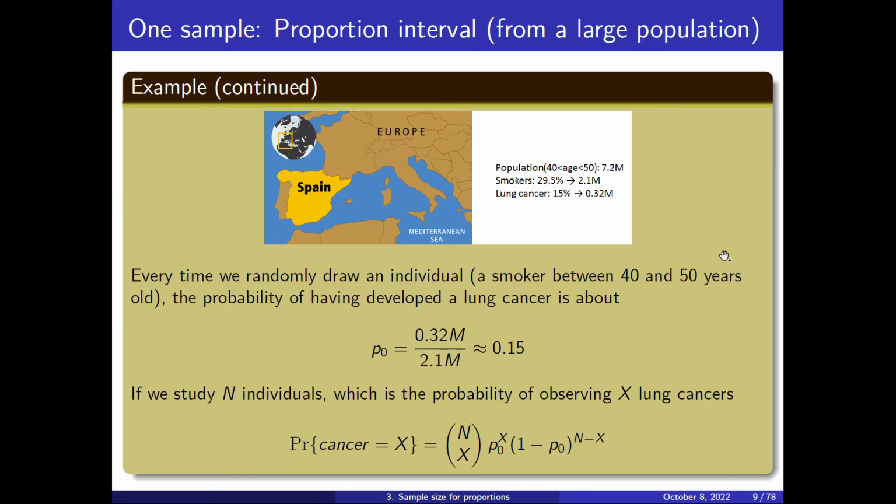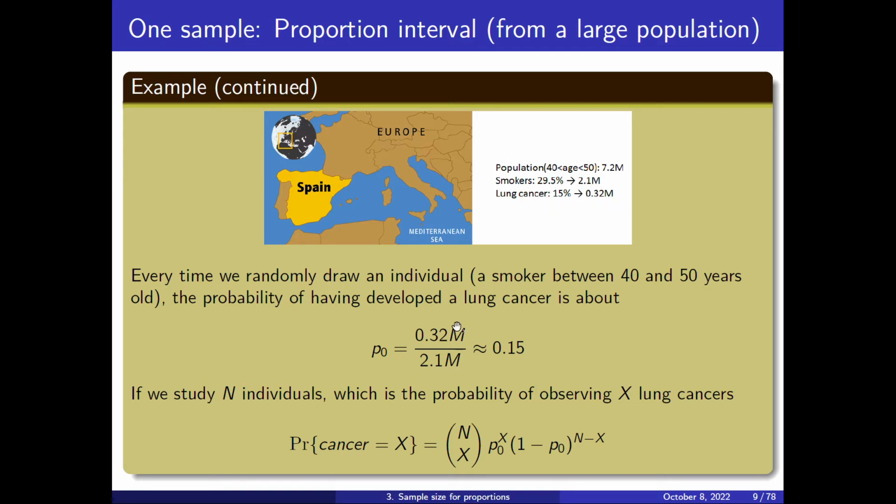Every time we randomly draw an individual, a smoker between 40 and 50 years old, the probability of having developed lung cancer would be around 15%. For instance, here we see the population is this one. The proportion of smokers is around 30% of this. We have 2 million people in this age range, and the number of lung cancers is around this one.